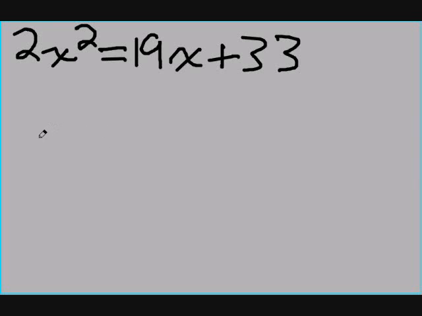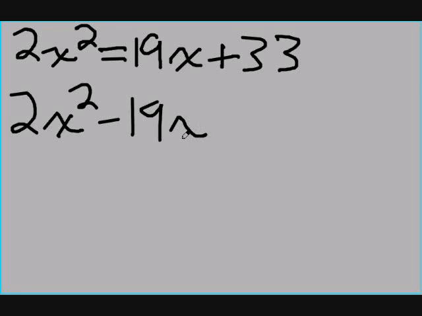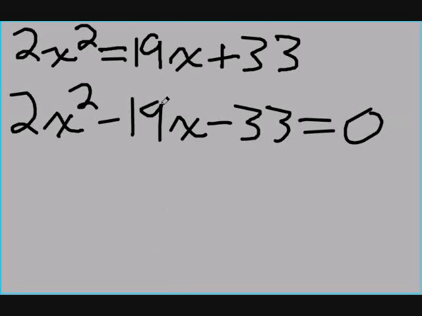Now another example here. We have 2x squared equals 19x plus 33. So this is more complicated. Again, first we want to equal 0 to try to solve this by factoring. So what we do is we subtract both these. Well, I want to keep this x squared term positive, so I'm going to subtract both of these over. So we get 2x squared minus 19x minus 33 equals 0.